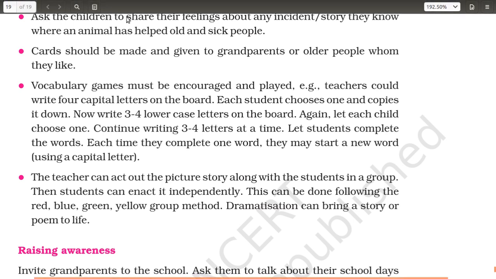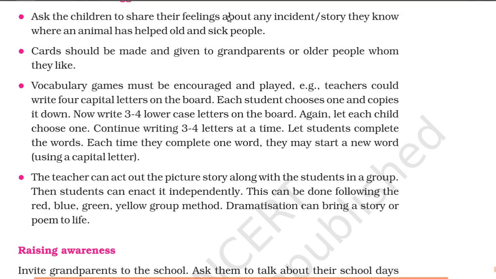Ask the children to share their feelings about any story they know where an animal has helped a sick person. Cats. Teachers could.